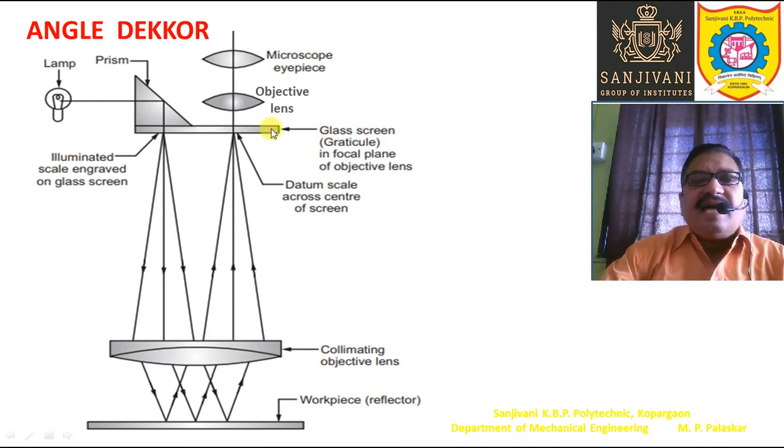On this glass screen we have two scales engraved. Here we have a horizontal scale engraved, which is called the datum scale, and that is engraved across the center of the screen. So here we have the datum scale, which is a horizontal scale. Here we have a vertical scale. This scale is perpendicular to the other scale, and this is also engraved on this particular glass screen.